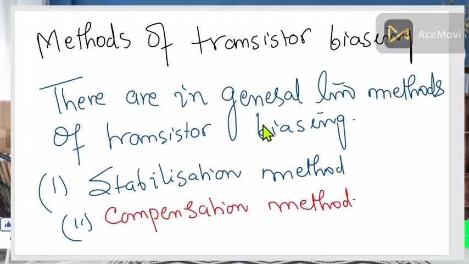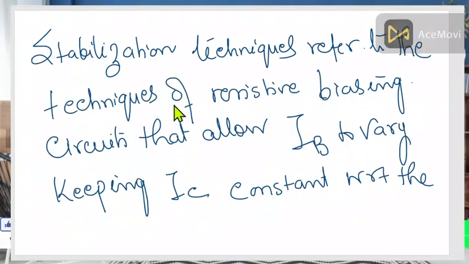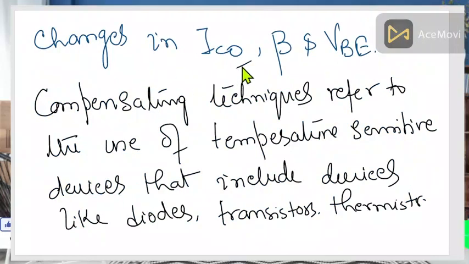Now what are the methods of transistor biasing? There are in general 2 methods. One is the stabilization method, the other is the compensation method. In the stabilization technique, we refer to the techniques of resistance biasing or resistive biasing circuits that allow the base current to vary and keep the collector current stable with respect to the changes in reverse saturation current, beta and VBE.